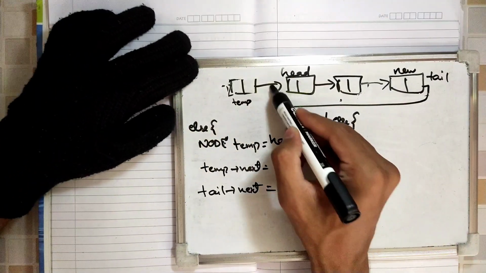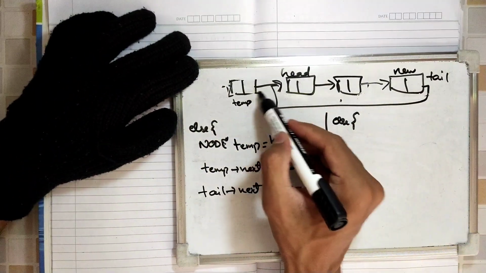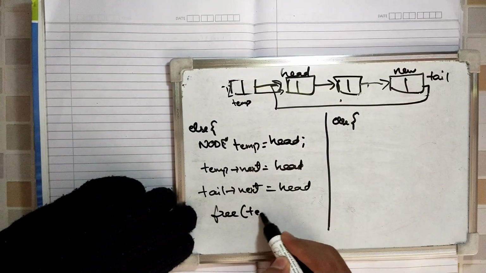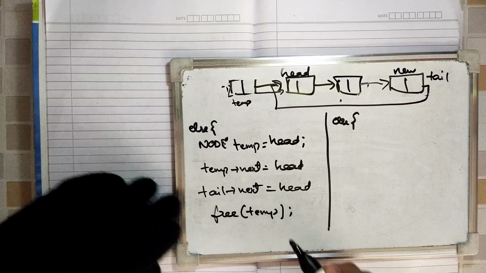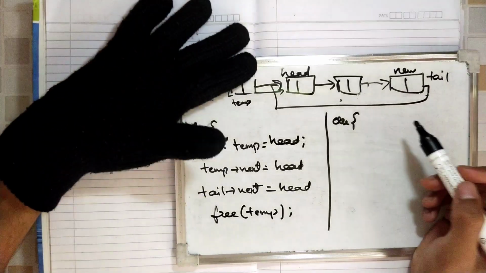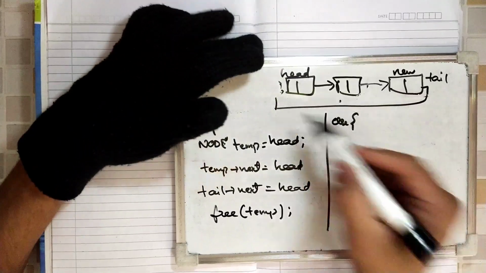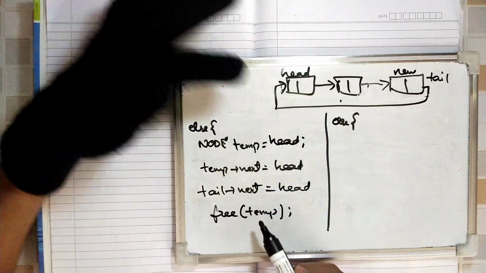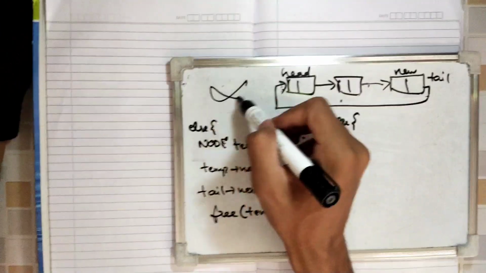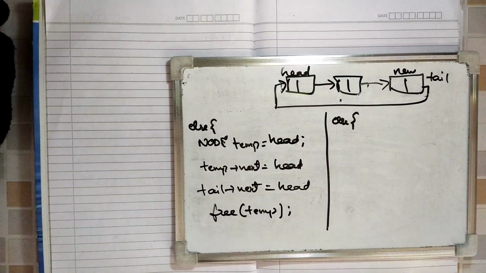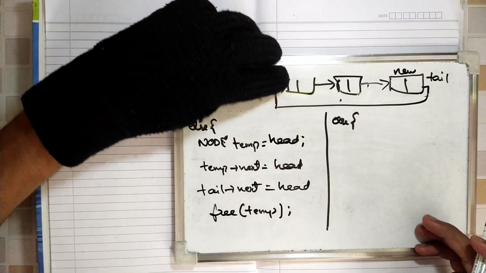Now it went here. So even the two connections are there, this temp. Now what I will do, free temp. First I broke all the connections from this temp, so I made temp separate. So now after this free temp, that node got deleted like this. Okay, now let me redraw this.